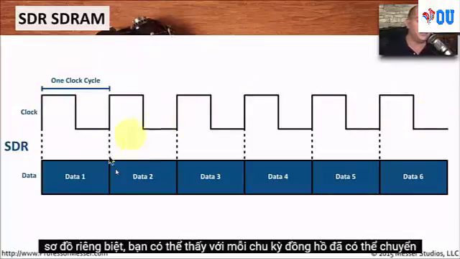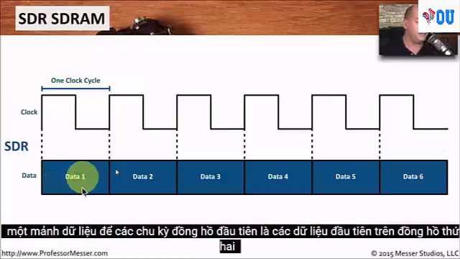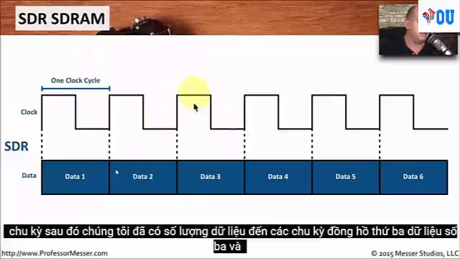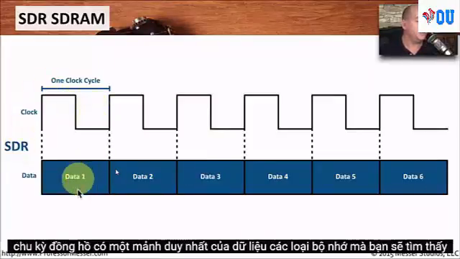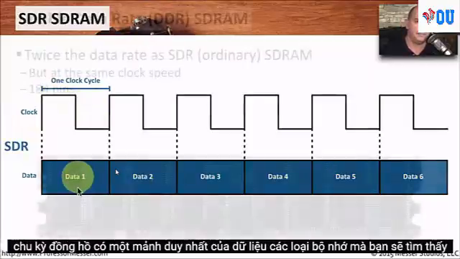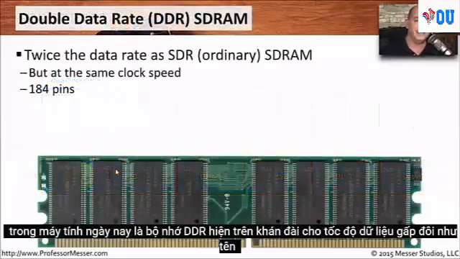And you can see with each clock cycle, we're able to transfer one piece of data. So if the first clock cycle is the first data, the second clock cycle, then we've got data number 2, the third clock cycle, data number 3, and so on. That's one significant characteristic of the single data rate: for every single clock cycle, there is a single piece of data.